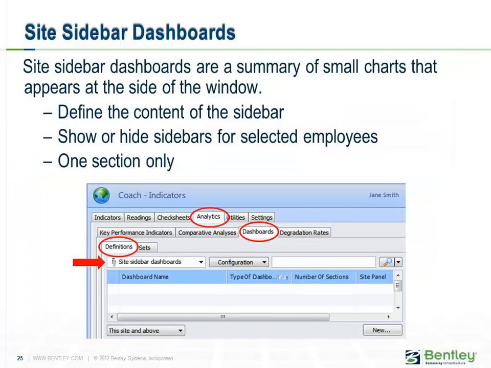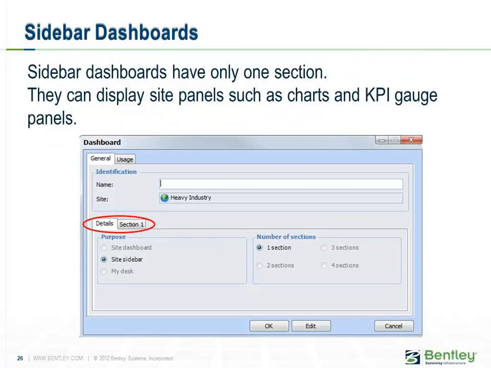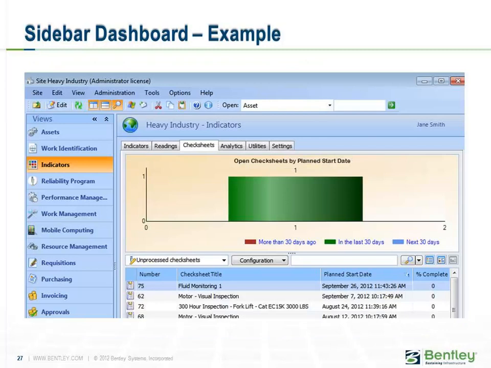Site sidebar dashboards are a summary of small charts that appears at the side of a window. You must first define the content of the sidebar, and then select which employees will have a view of the sidebar. Note that a sidebar dashboard has one section only. Here is an example of a sidebar dashboard that has been created for the site's Indicators view.